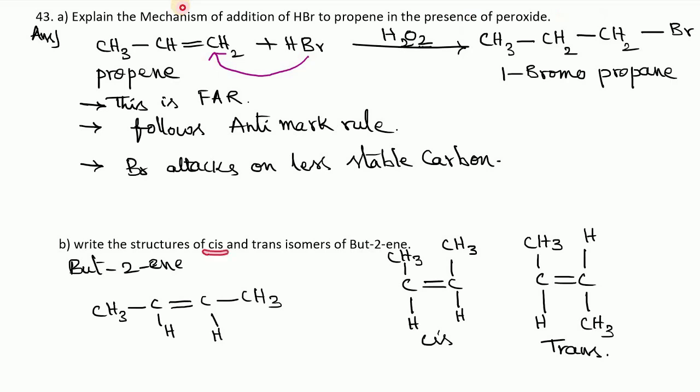Okay, write the structures of cis and trans. What is cis? Cis means same side. Trans means opposite side. Let us see here. Cis-2-butene: the number of carbons is 1, 2, 3, 4. Four carbons are there, and at the second position there is a double bond. Now the methyl groups are on the same side, that is why it is called cis. If the methyl groups are in the opposite direction, it is called trans.